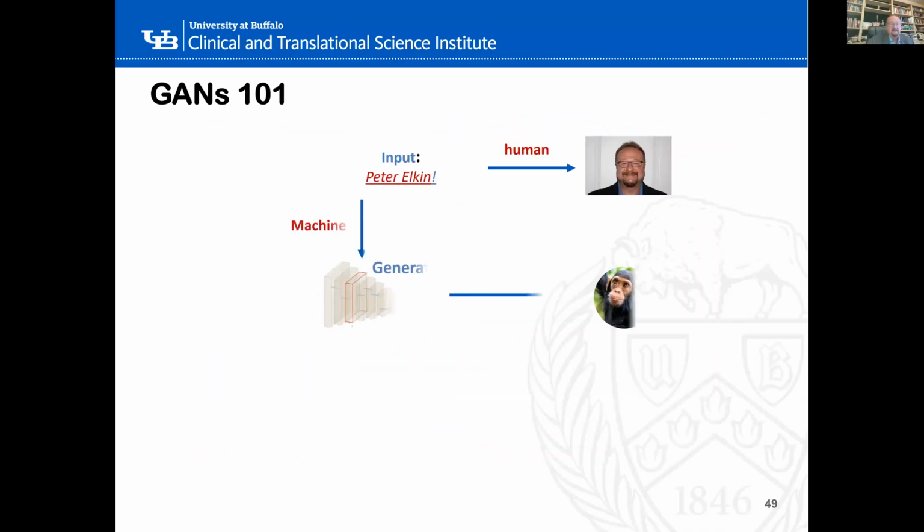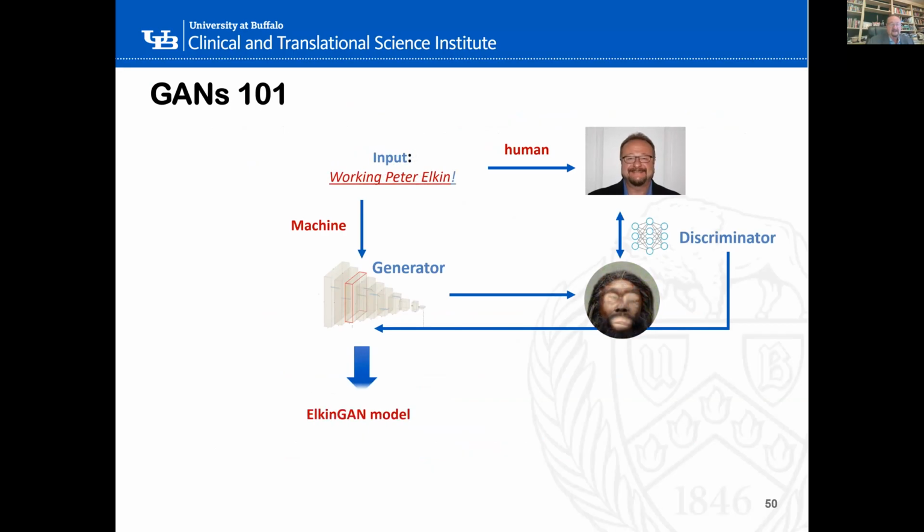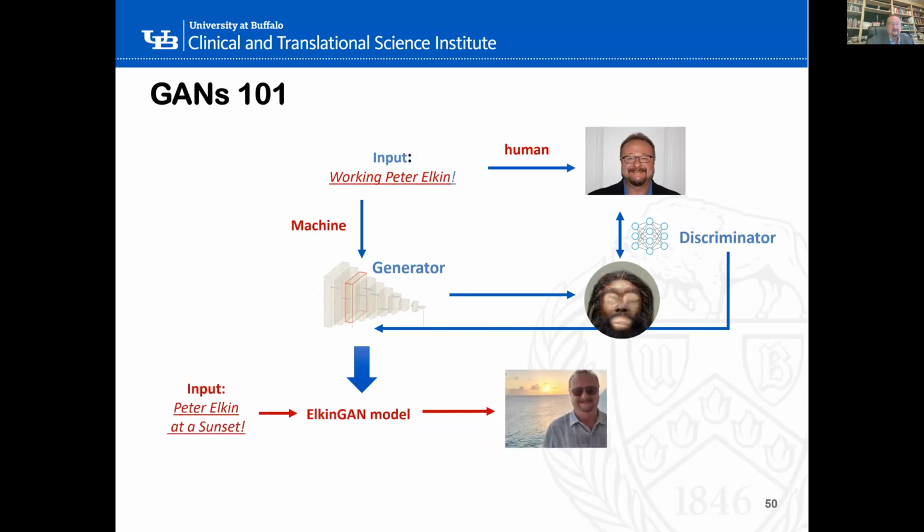Here's me. I'm a human. Go through a generator. This is what the generator thinks I look like. It goes through a discriminator and iterates back and forth, gets a little closer to me, and then eventually it gets to a good model.